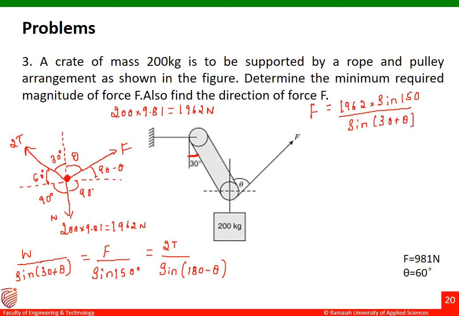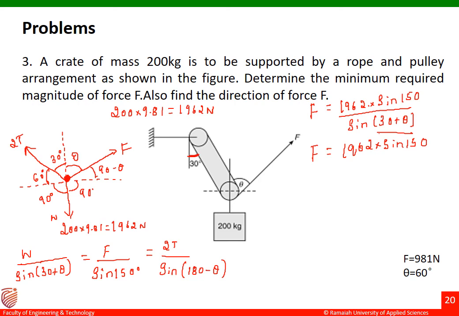In the given question, what is asked here is to determine the minimum required magnitude of force. The force will be minimum when the sine of this term is maximum. Sine is maximum at 90 degrees. If this term becomes sine 90 degrees, the force will become minimum. I'll take it as F equal to 1962 into sine 150 degrees.